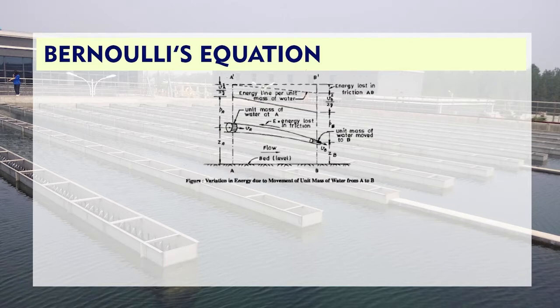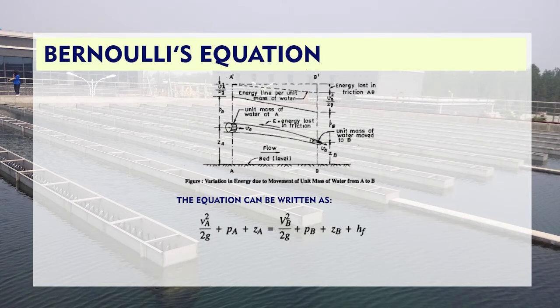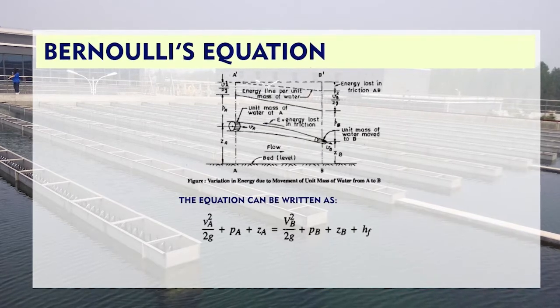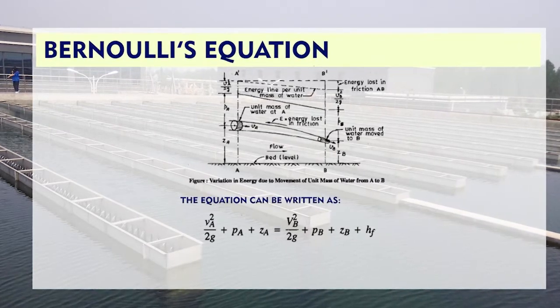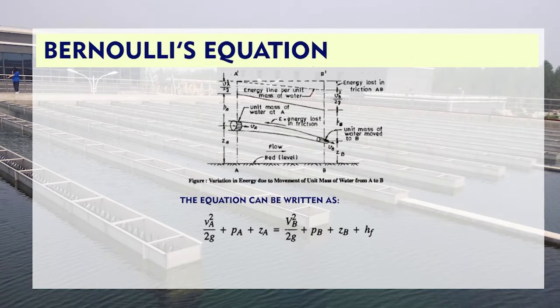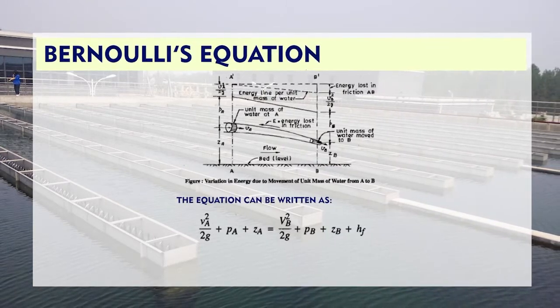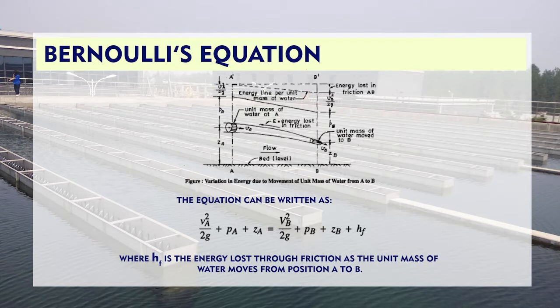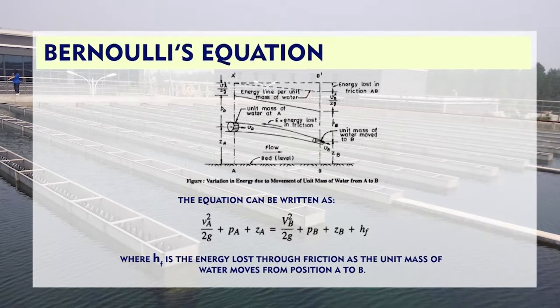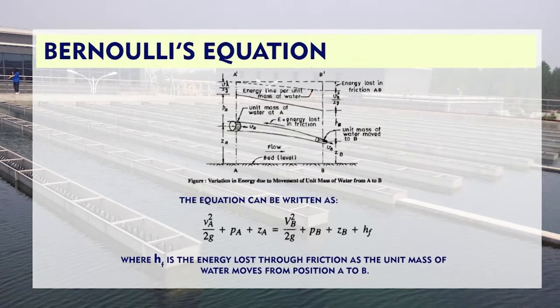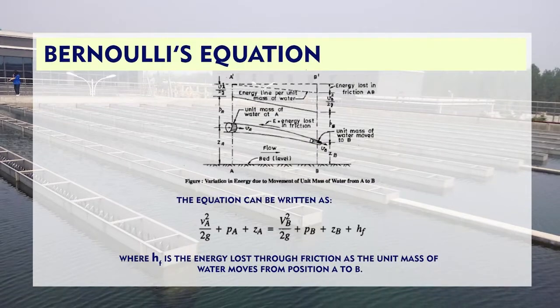So now we can write the equation as VA square upon 2g plus PA plus ZA, all the energy contained at point A, is equal to VB square upon 2g plus PB plus ZB, all the energy contained at point B, plus energy loss HF, where HF is the energy lost through friction as the unit mass of water moves from position A to B.